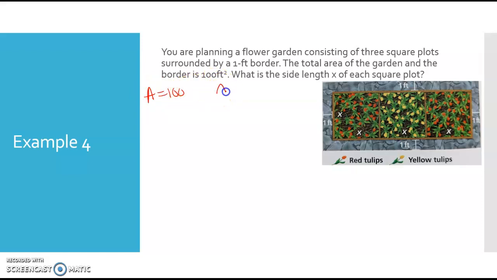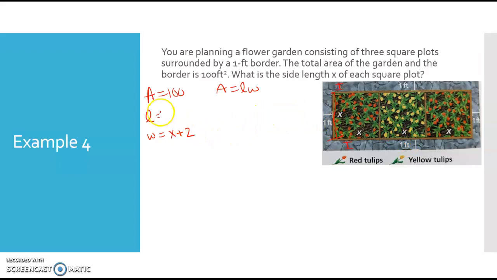And if we're doing area, area equals length times width. So now I need to figure out what is my length, what is my width, right? So my width is going to be this x, plus the 1 foot here and the 1 foot here. So I've got an x plus 2. And again, the 2 is for the 1 foot plus 1 foot.